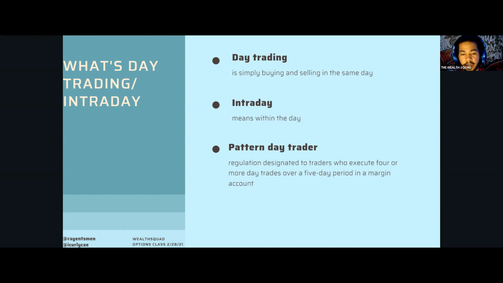But a pattern day trader is a regulation designated to traders who execute four or more day trades over a 5 day period in a margin account. And people would be like, okay, I have a cash account with Robinhood, but you technically don't have a real cash account because they give you instant deposits. So that's technically margin. To get around that, you can get a cash account with Webull or with Thinkorswim, TD Ameritrade, and there's others out there, but those are the main two that we recommend.